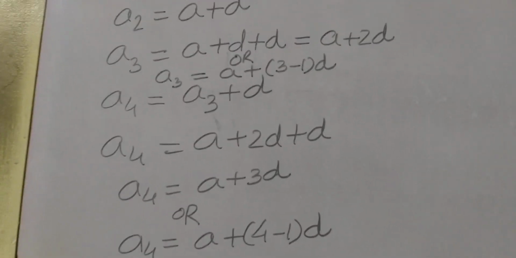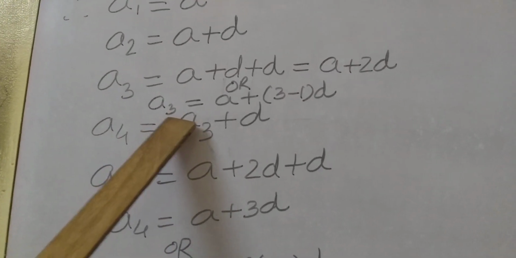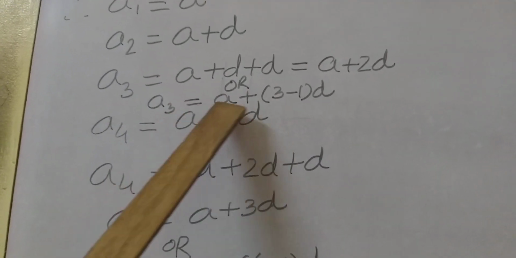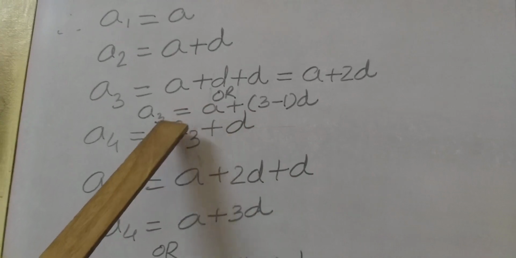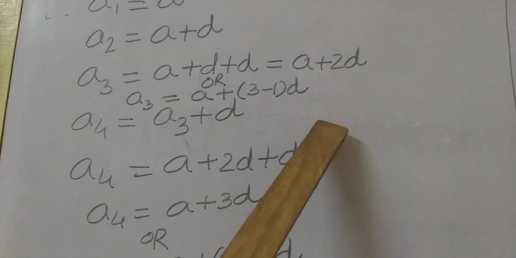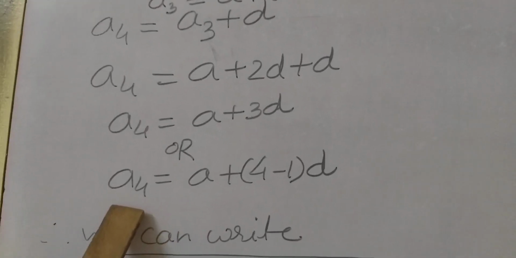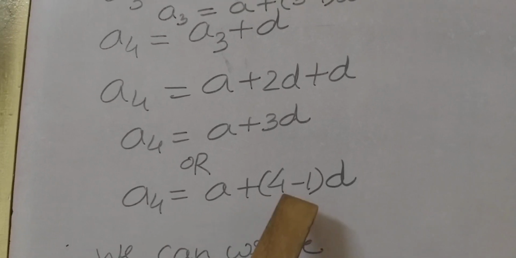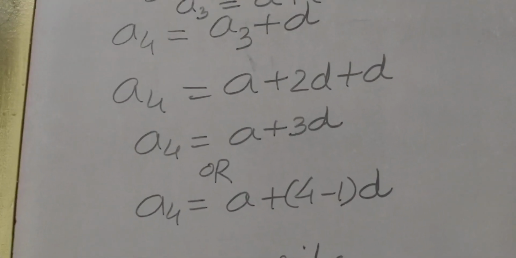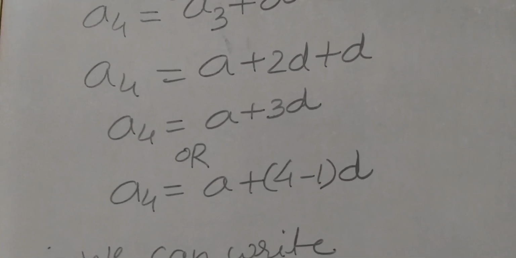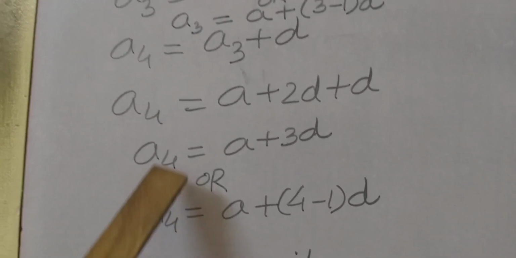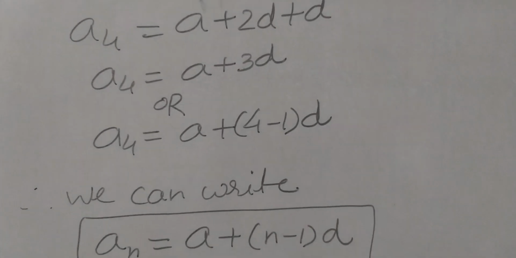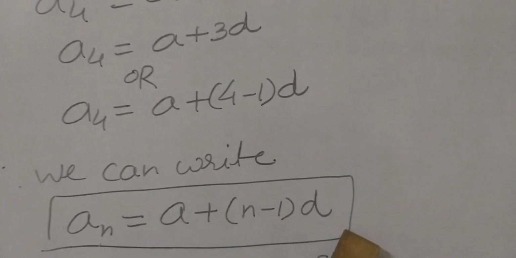Okay, students. So let us check one more time. A3 equals A plus (3 minus 1)D. 3 is written here and 3 is coming here also. Similarly, let us read this equation. A4 equals A plus (4 minus 1)D. So we can say, this is for the fourth term, this is for the third term. In the same way, we can say An equals A plus (n minus 1)D.